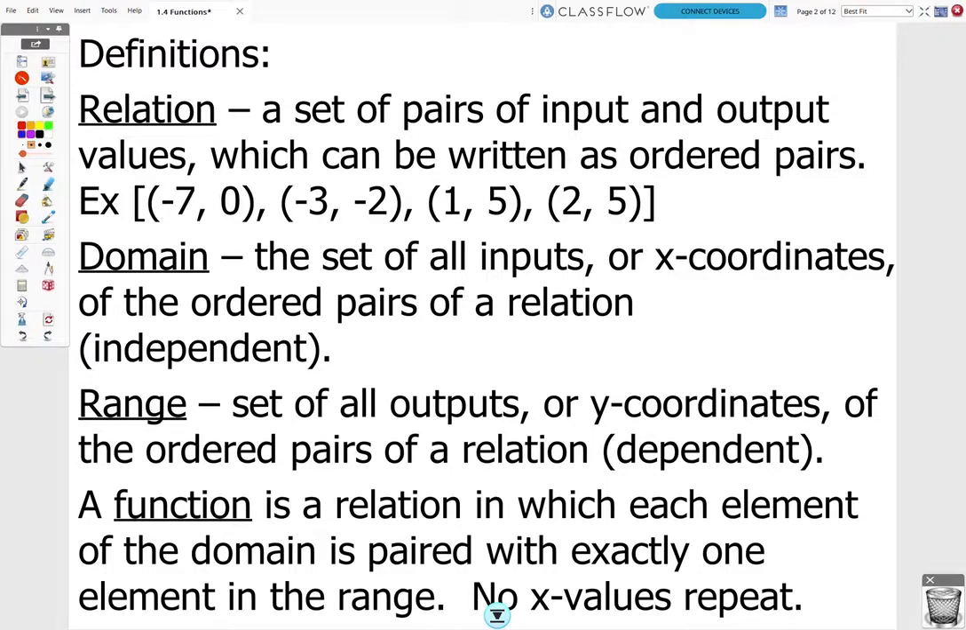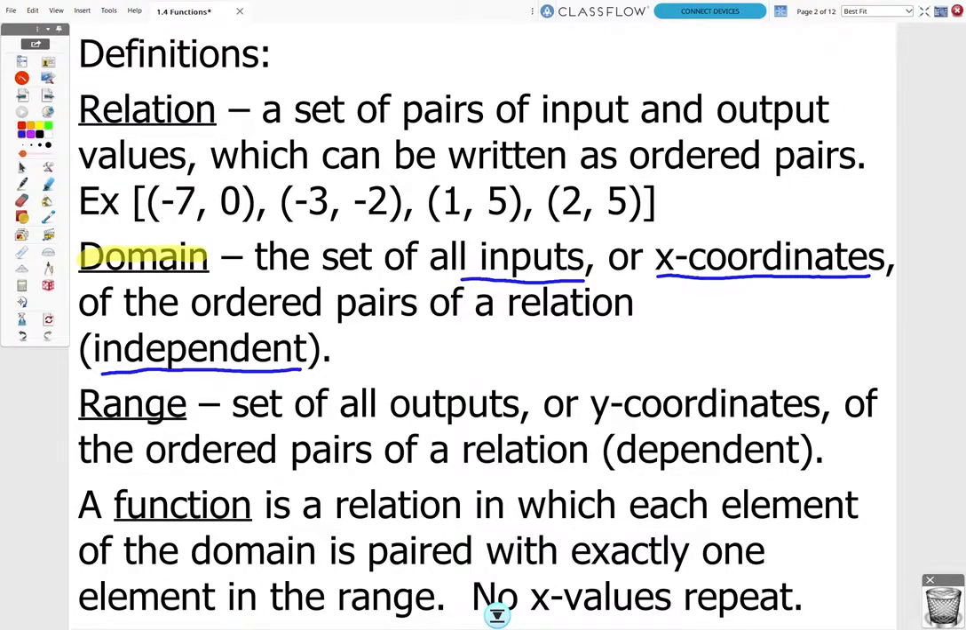The domain of any relation or the domain values are simply what we know as the input or the x coordinates of the ordered pair. Those values are said to be independent. Domain values happen no matter what.